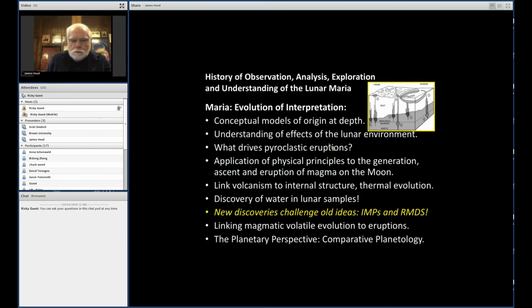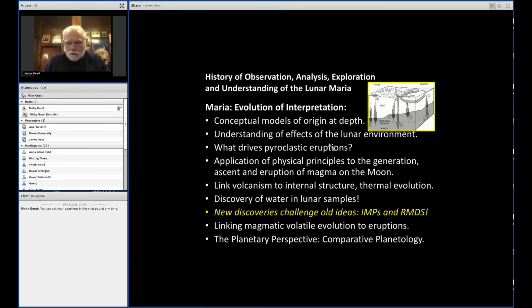So let's look at the evolution of interpretation. We've gone from conceptual models of the origin of magma at depth to beginning to understand what's going on in the lunar environment, what drives pyroclastic eruptions, how we can apply these physical principles to the ascent and eruption of magma on the moon. We've been linking things to the internal structure, the thermal evolution, and again, the discovery of water was a major factor. And again, let me emphasize, new discoveries challenge our old ideas.